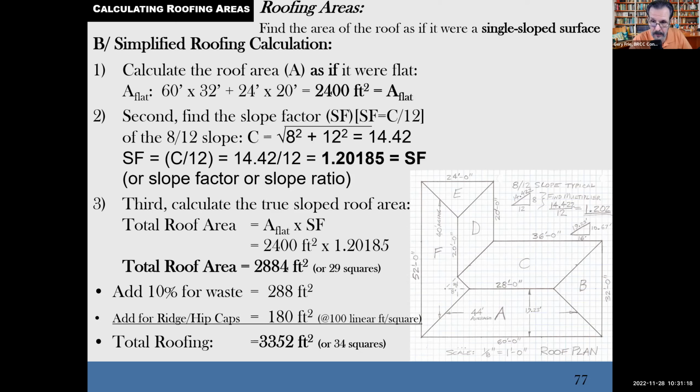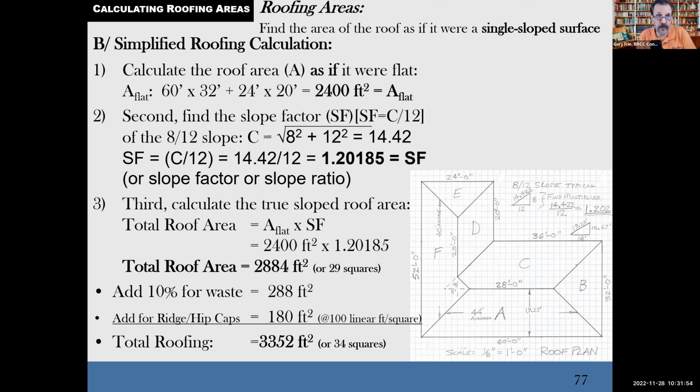So 60 feet times 32 feet. You see that up in step 1, the area flat is going to be 60 feet times 32 feet. And then that little carport piece at the back is 24 feet by 20 feet. So I have that in that same equation in step 1. You get 60 times 32, and then you add 24 times 20, and we've got 2,400 square feet. So this roof area, if it's a flat roof, is 2,400 square feet. That's the area flat.